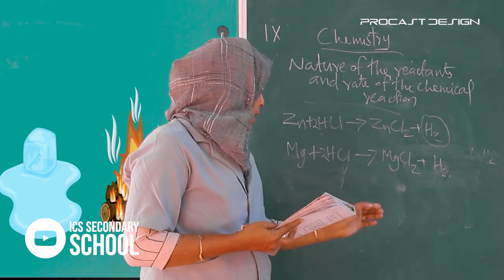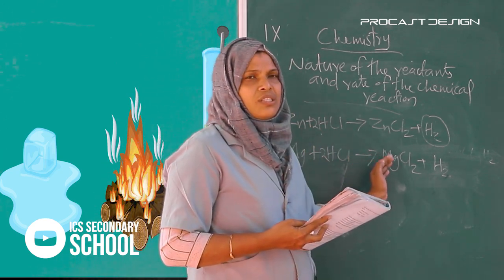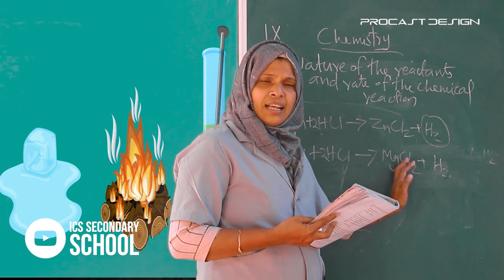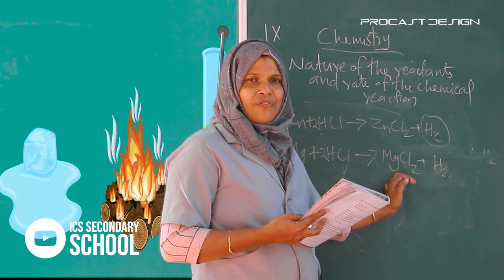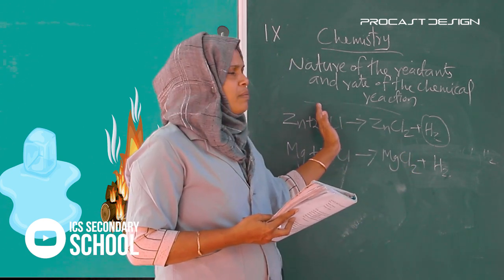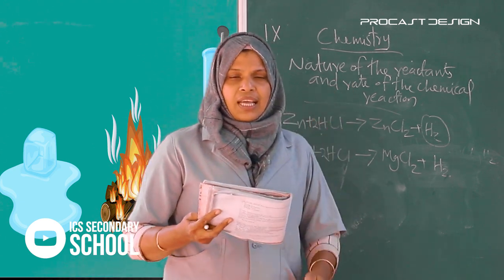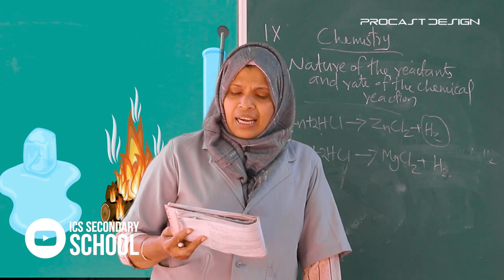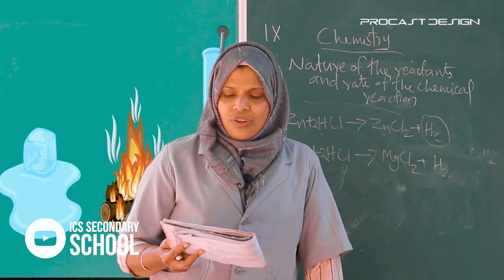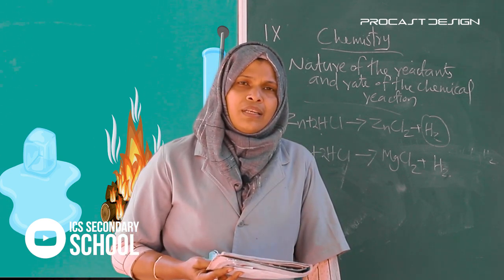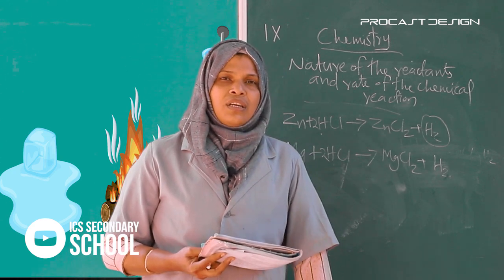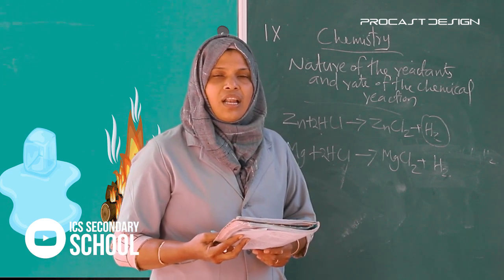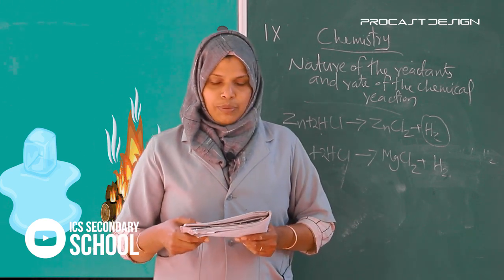Okay, the next one, in which test tube does the reaction become faster? The test tube containing magnesium with HCl, the reaction rate is very fast compared to zinc with HCl. The next one, is there any difference in the concentration of acid used in this experiment? No, there is no difference in the concentration of HCl acid used in this experiment.